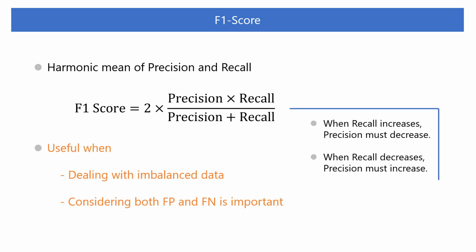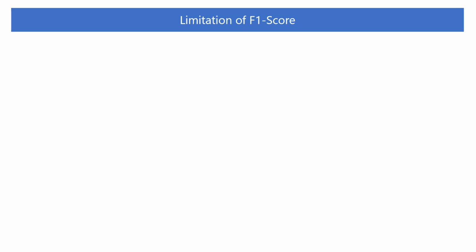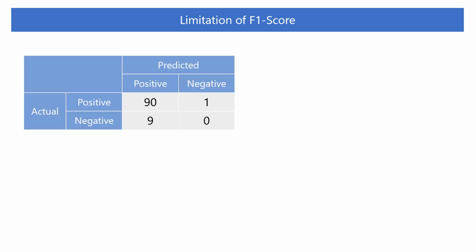It's particularly useful when dealing with imbalanced datasets or situations where it is important to consider both false positives and false negatives. The F1 score is useful when you want to consider both false positives and false negatives simultaneously. However, it does not directly account for the class distribution. When dealing with imbalanced datasets where one class significantly outweighs the other, the F1 score may not reflect the true performance.